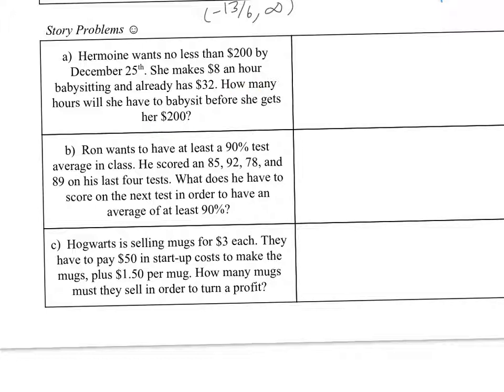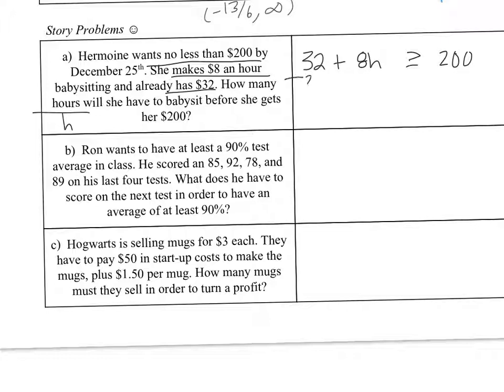So if I look for my variable, how many hours, that's going to be H, and no less than 200. So if I put my inequality symbol, no less than 200, so I want to have at least $200 is going to be my expression. So if I already have 32 and I make $8 an hour, this is going to be my inequality.